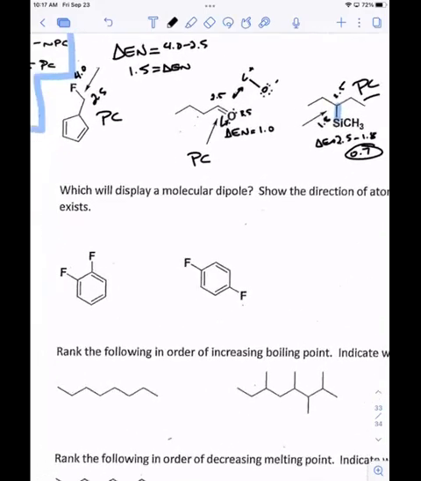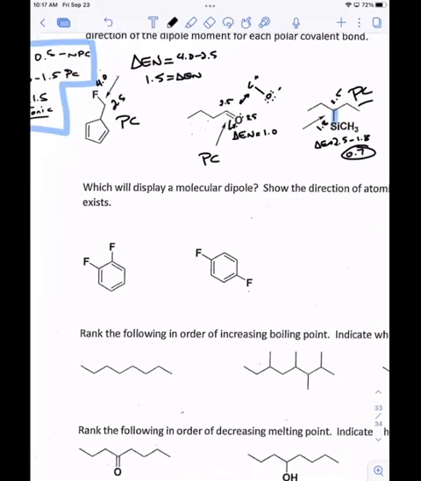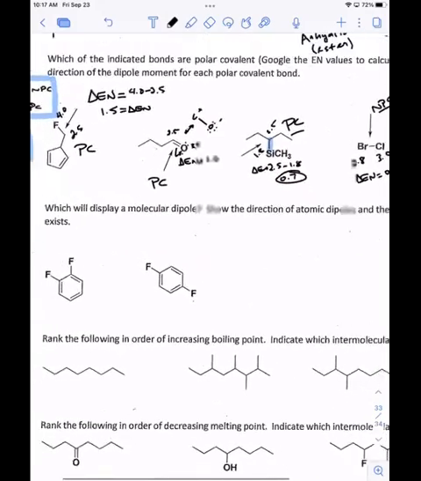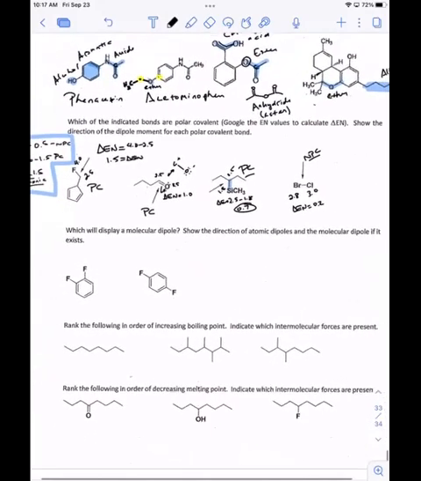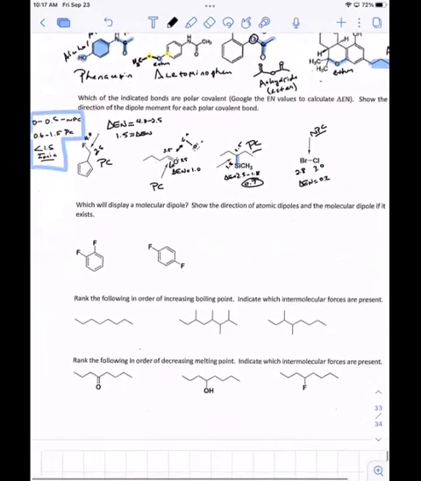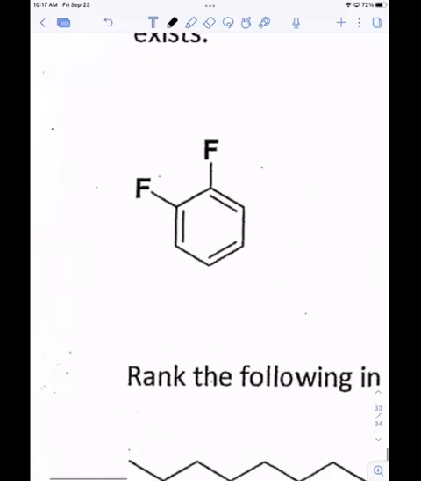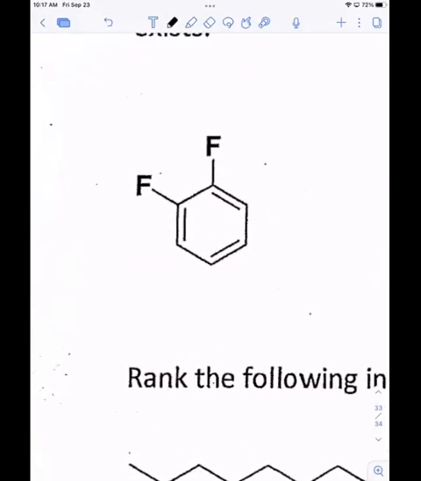All right, let's do this next question. It says, which will display a molecular dipole? Show the direction of atomic dipoles and the molecular dipole if it exists. So for this structure on the left, we know that a carbon-fluorine bond is going to have a dipole in which direction? Towards the fluorine. Good. Here and here, right? So do you think those two vectors, let me fix that. That looks so sloppy.